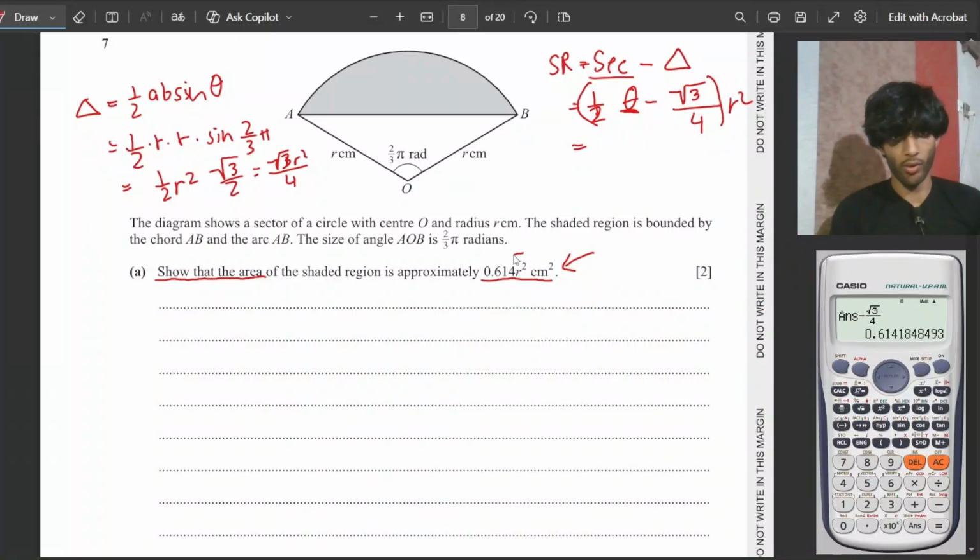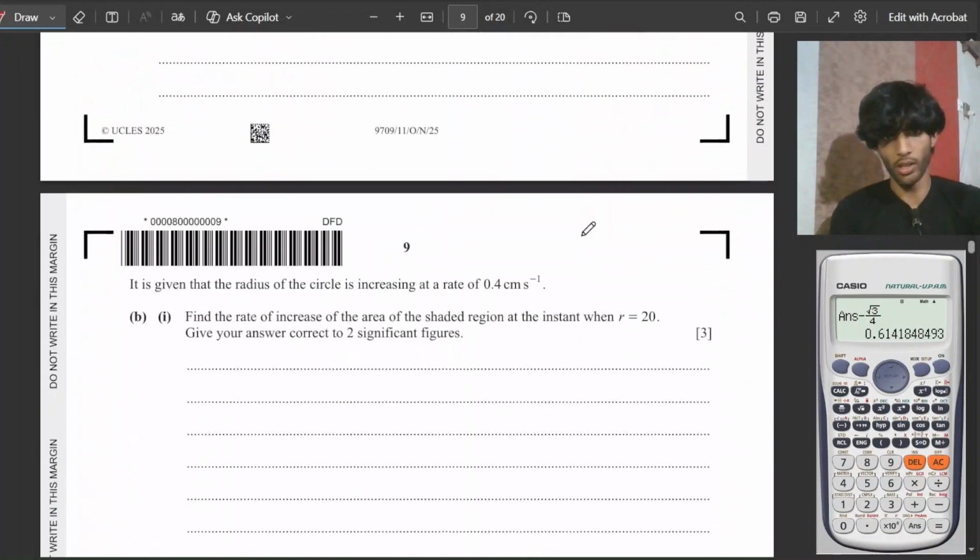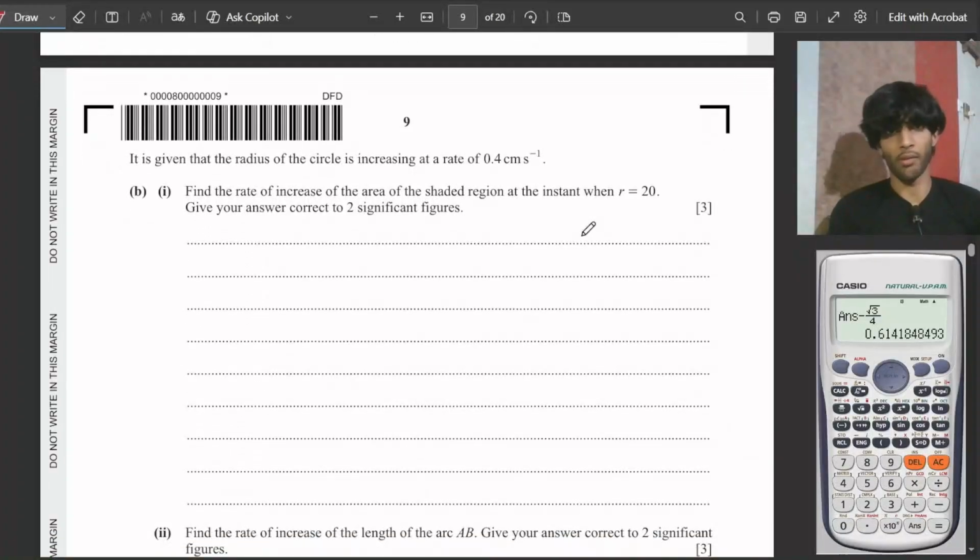And if you look at this part, we need 0.614. The r squared is outside the bracket, so the area is 0.614 r squared centimeters squared. So the area I have shown is equal to this thing right over here. Let's move on to part B, which says it is given that the radius of the circle is increasing at a rate of 0.4 centimeters per second.